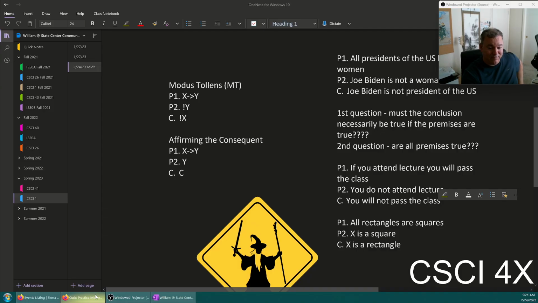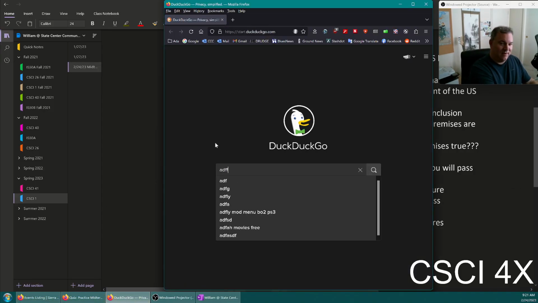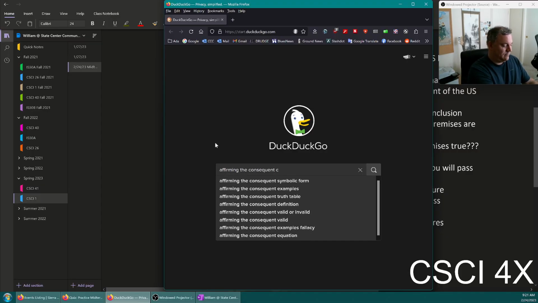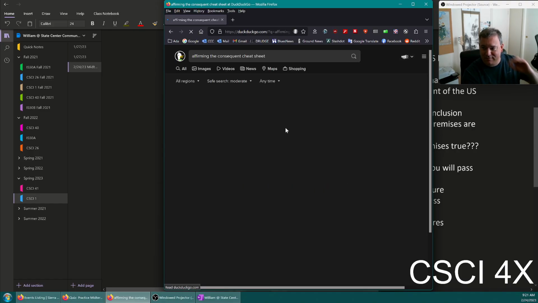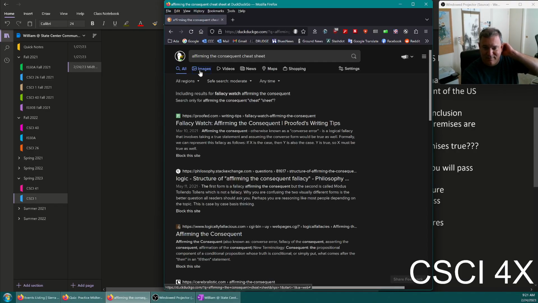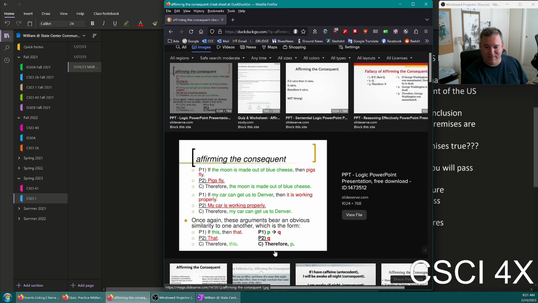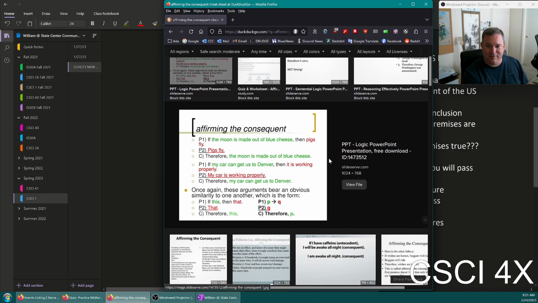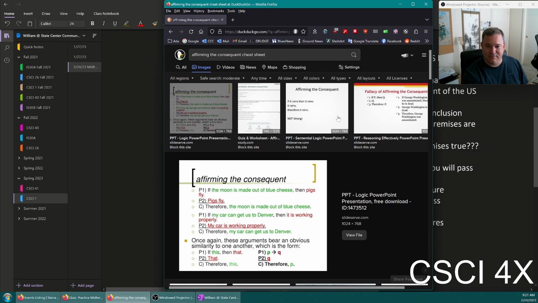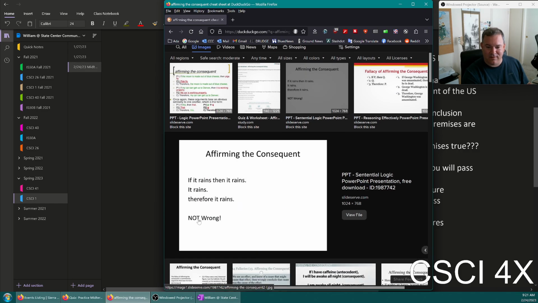My advice to you is to actually make cheat sheets on the 4 forms: modus ponens, modus tollens, affirming the consequent, denying the antecedent. Yeah. I mean, it's not wrong. Rains, it rains. Well, it rains, therefore it rains. Okay, well, strange.